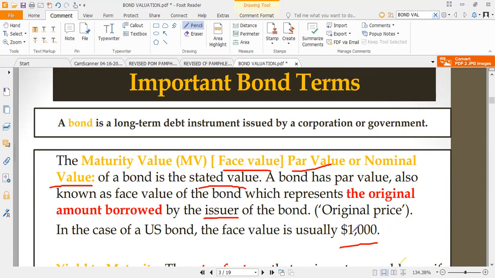So if the bond is issued originally at 1,000, then we sell it at 1,200. This becomes a premium bond because it's making a profit. If the bond was initially issued at 1,000 and is selling for 800, it becomes a discount bond.